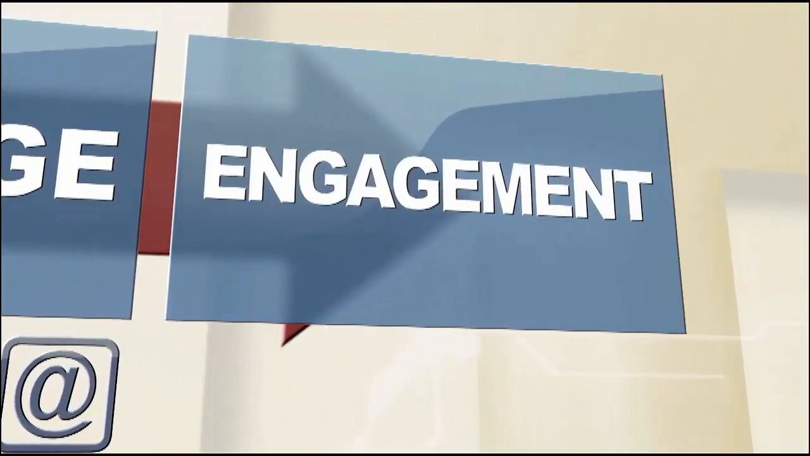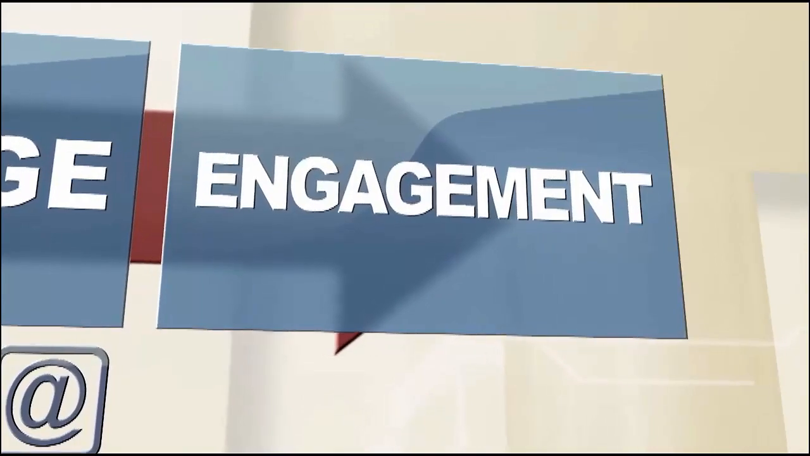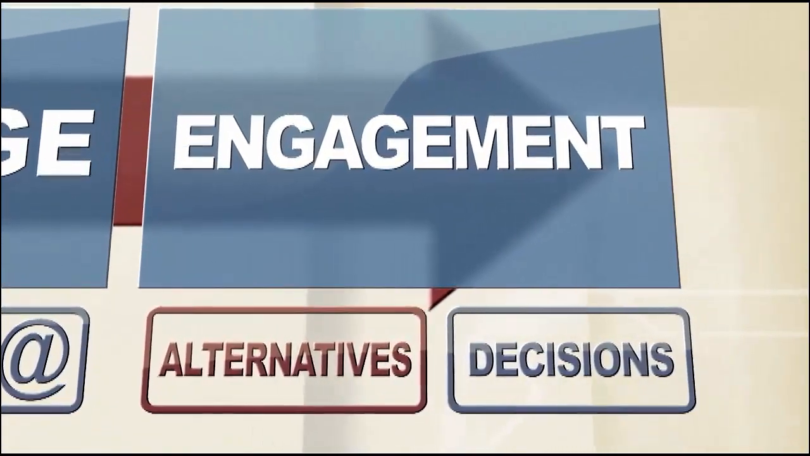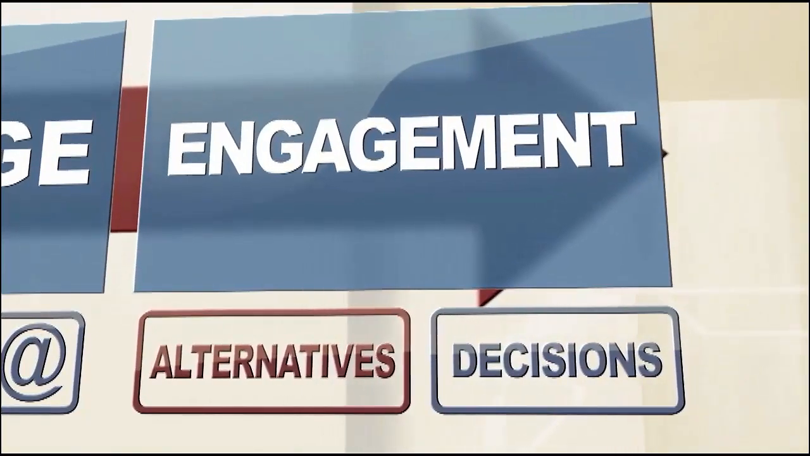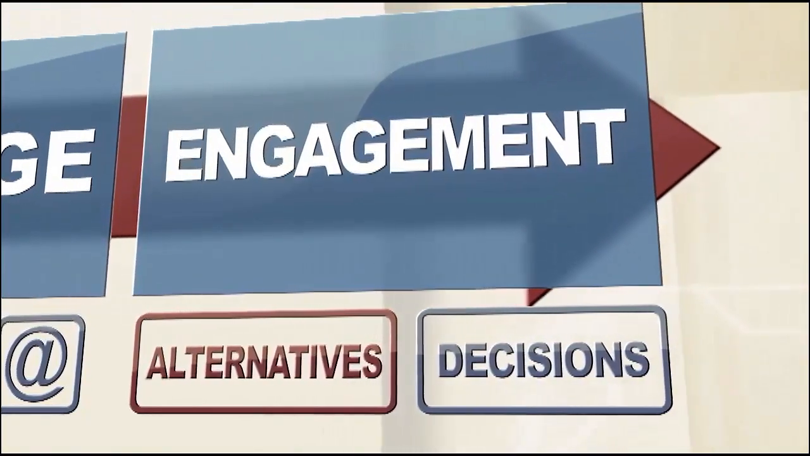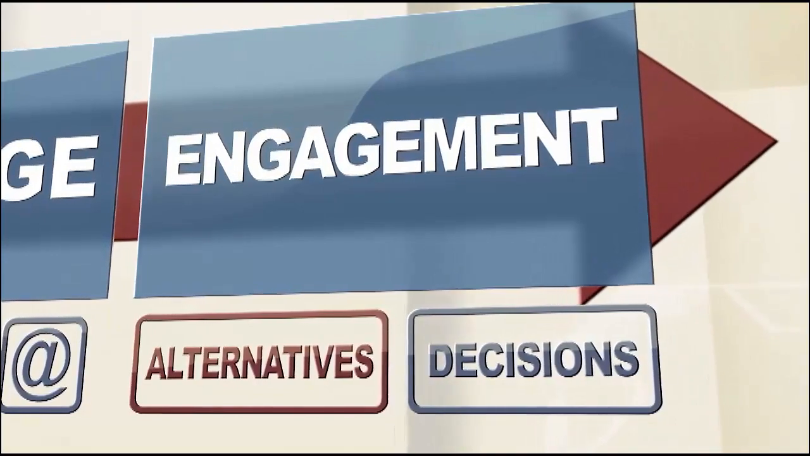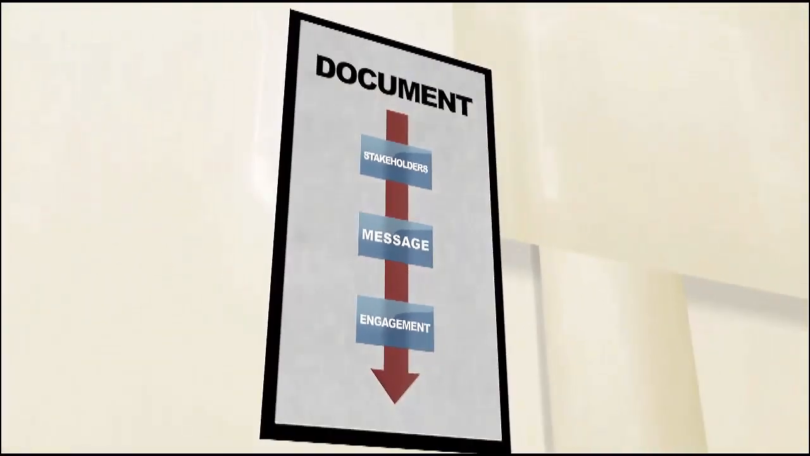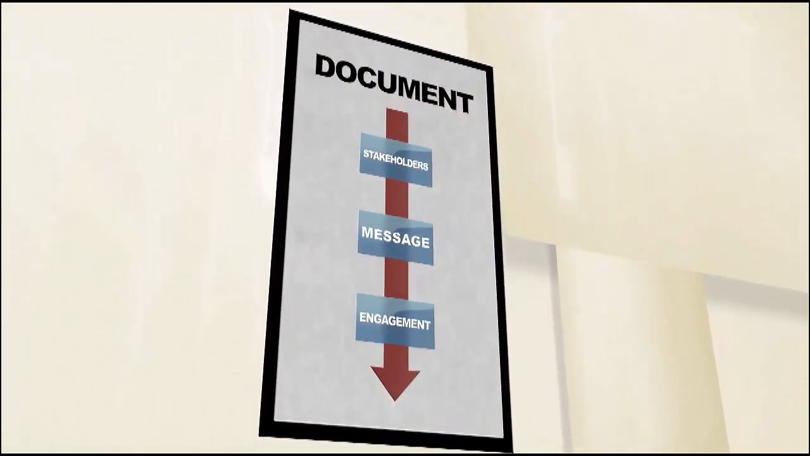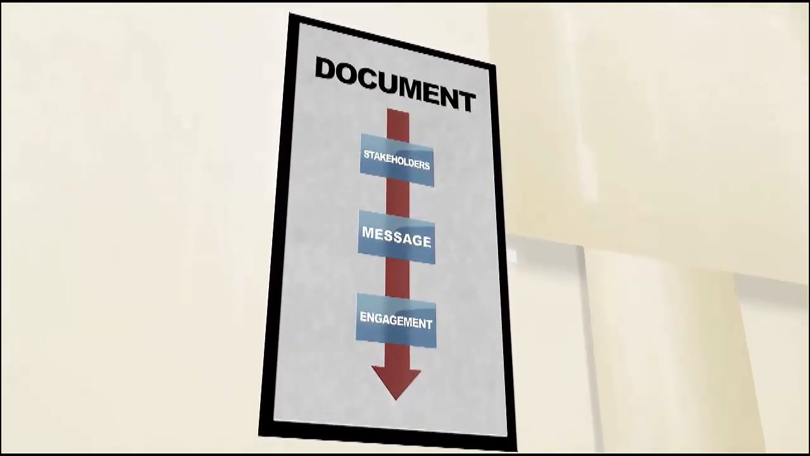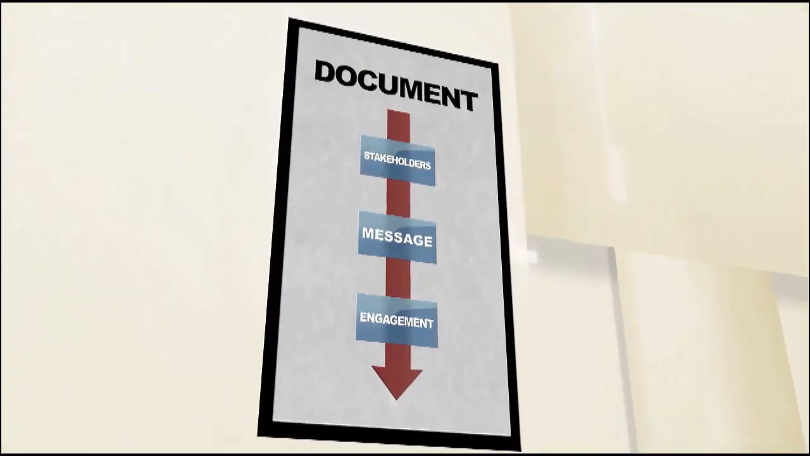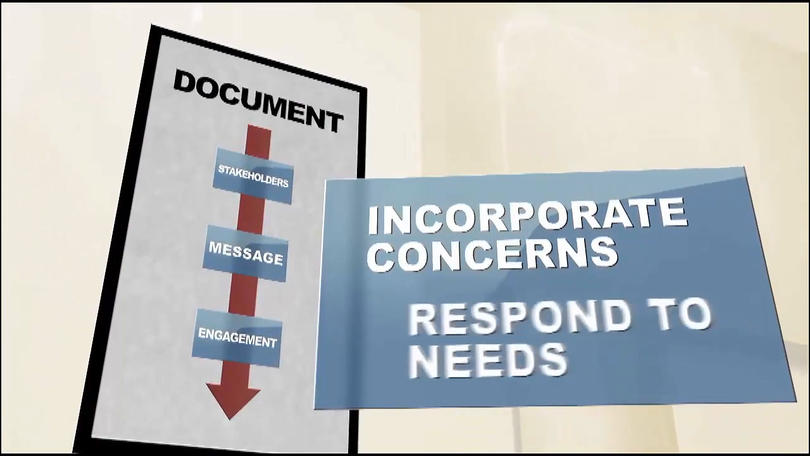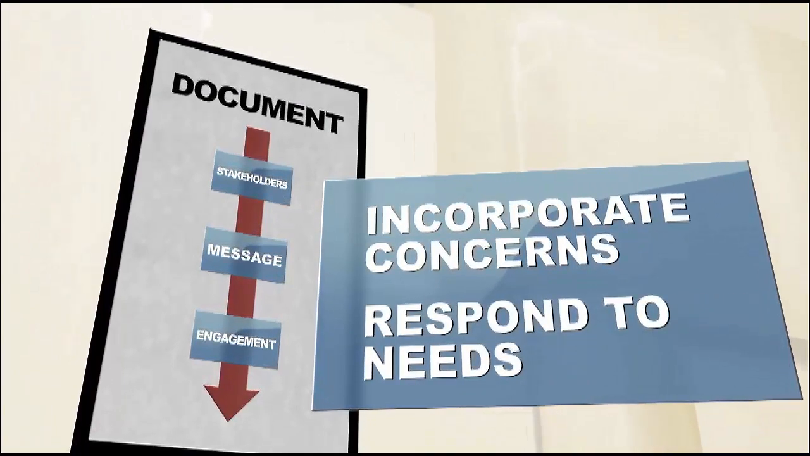As you begin to engage your stakeholders, clearly inform them about the project, its alternatives, and the decisions you plan to make. Let them know how they can participate in any decisions affecting them, including how their comments will be gathered and considered. Throughout the process, document all your public involvement efforts, such as how the public was identified and engaged in the project, as well as the steps taken to incorporate their concerns and respond to their needs.